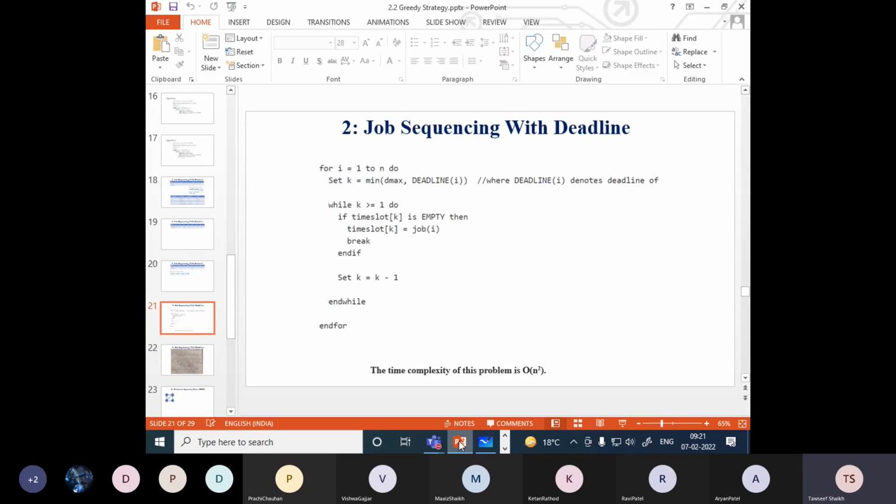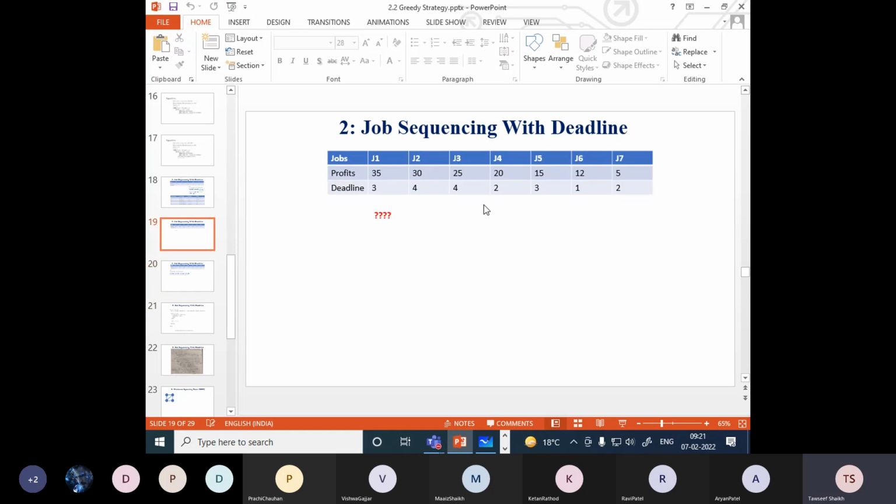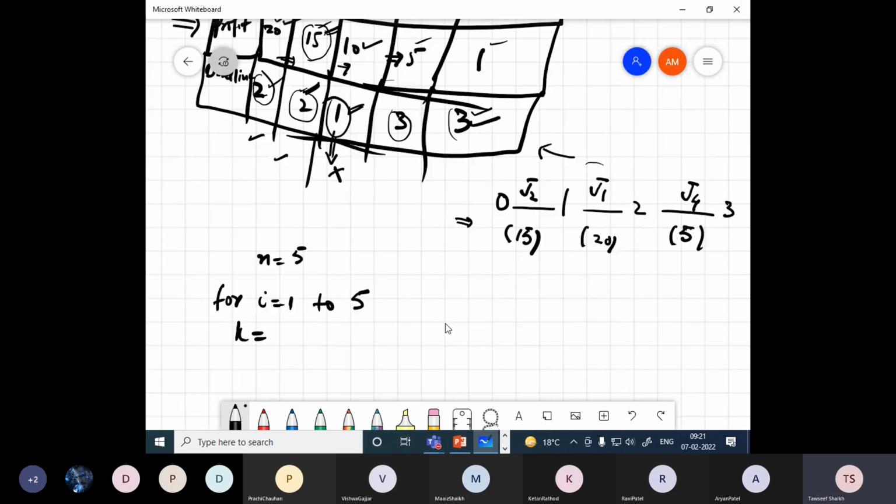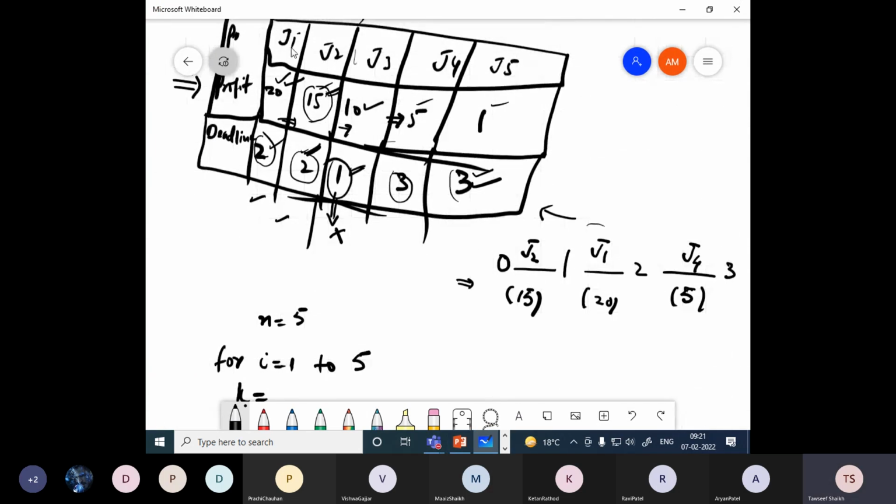K will be equal to min, and inside there is max comma deadline. Deadline of I means deadline of the first job, since I is equal to 1 at the present time. So by taking this example on the top into consideration, we are at job 1.